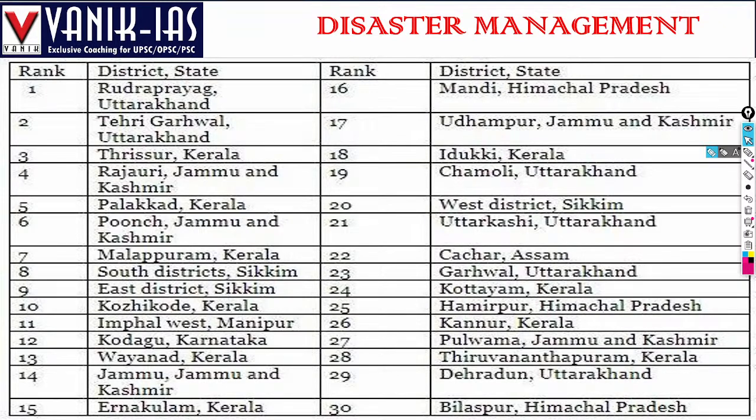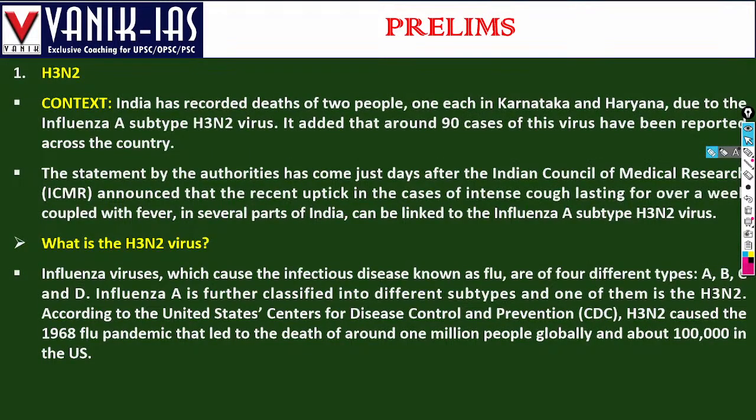So these are the 30 most landslide-occurring areas in the country. Okay, so the next topic is about the new virus called H3N2.